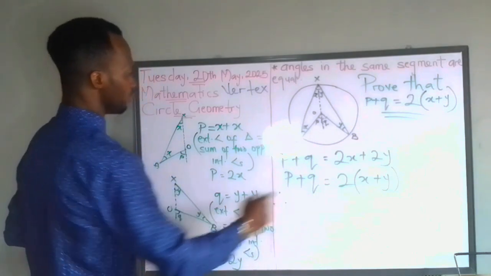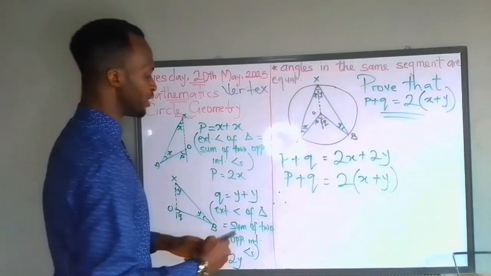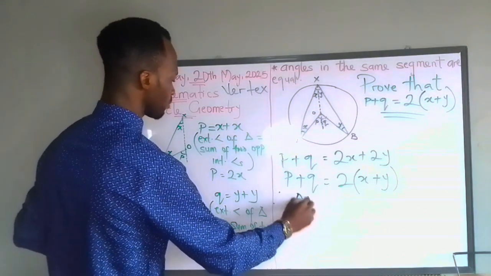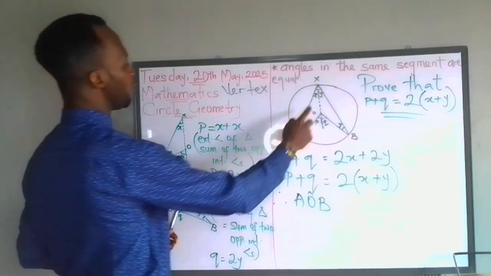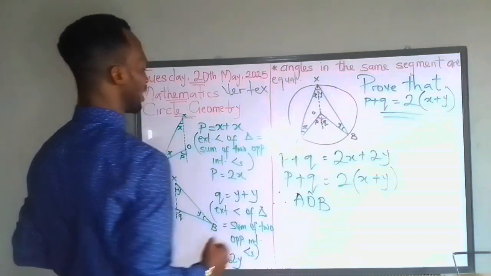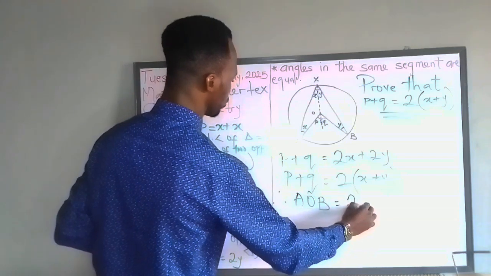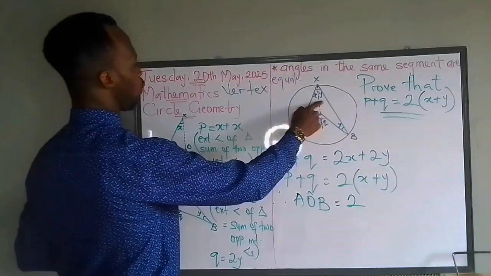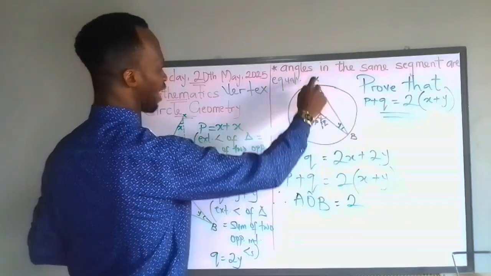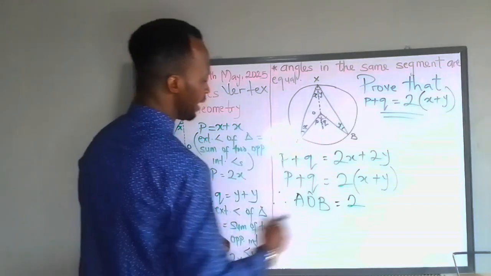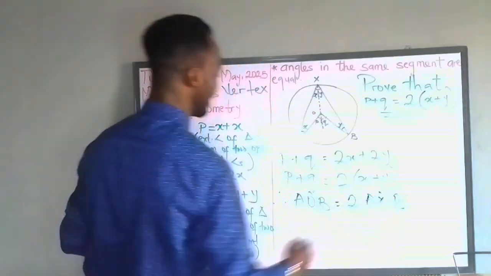So we can now say, therefore, let's write this properly. P plus Q is the angle at the center, which is AOB. That's the angle at O. AOB, the angle at O, which is the angle at the center of the circle, is equal to 2 times x plus y. Now, x plus y is AXB, the angle at X.